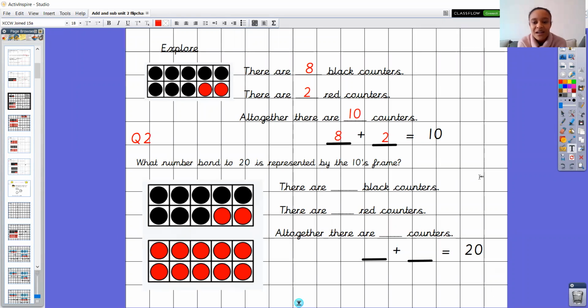Brilliant. So there are how many black counters? Shall we count them together? 1, 2, 3, 4, 5, 6, 7, 8. Brilliant. There are 8 black counters. How many red counters are there?